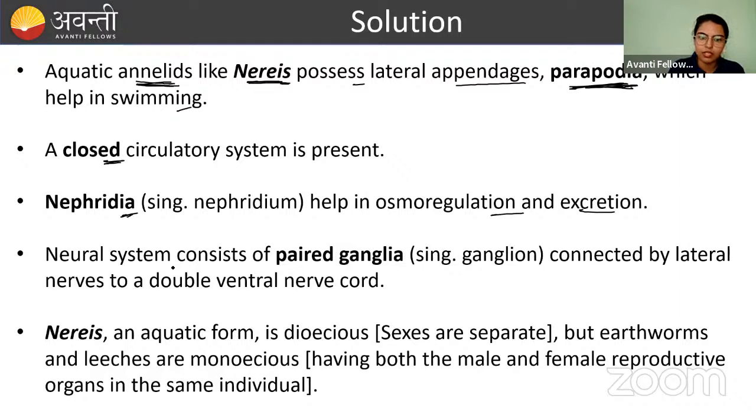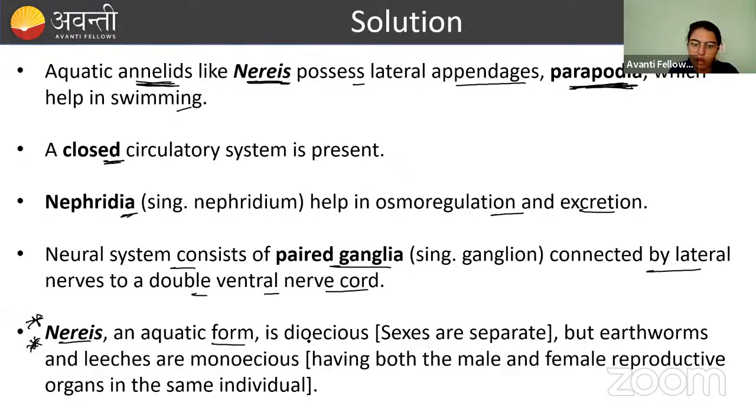Now, they also have a neural system consisting of paired ganglia. I told you, right? Paired ganglia are groups of nerves. They are connected by lateral nerves to a double ventral nerve cord. If you go to Google and search paired ganglia in Annelida of Nereis, you will see the diagram there.